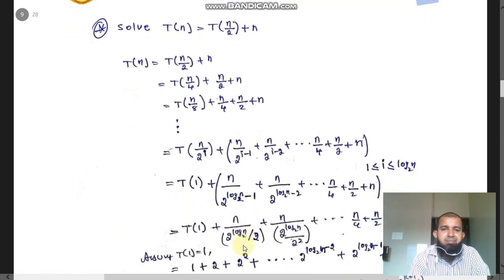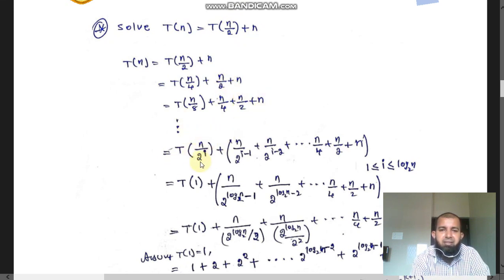Then one more problem. Solve T(n) = T(n/2) + n. So this is a recurrence relation. We just replace n with n/2. If you replace, what happens here? T(n/4) + n/2 + n. Then again replace n with n/4, so here T(n/8) + n/4 + n/2 + n. So in general, what happens here?